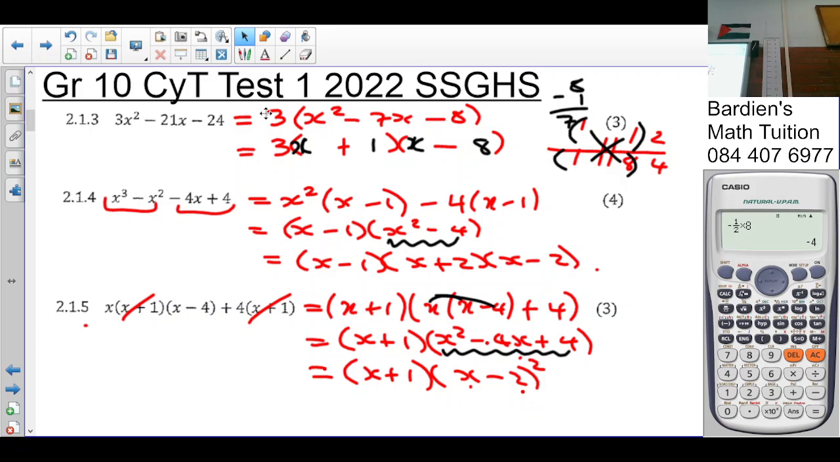This is a combination of exercise 1.16, with a common bracket, which was exercise 1.10. So a combination of 1.10 and 1.16, you get this type of sum.